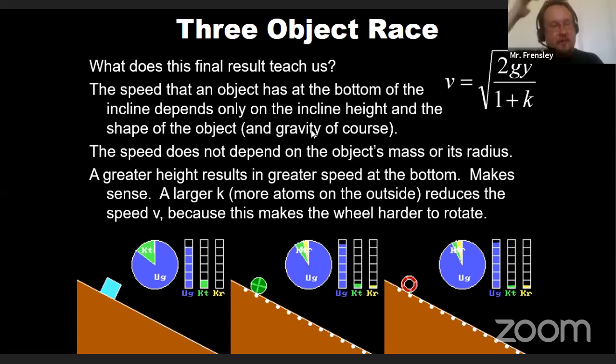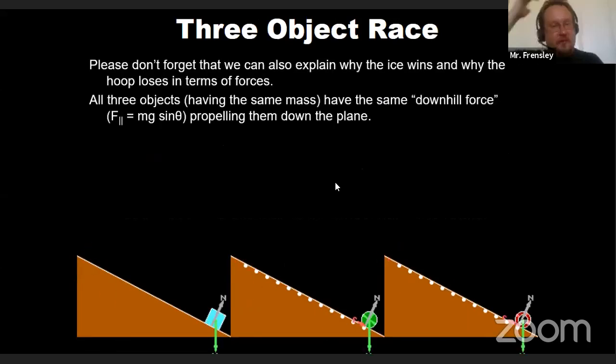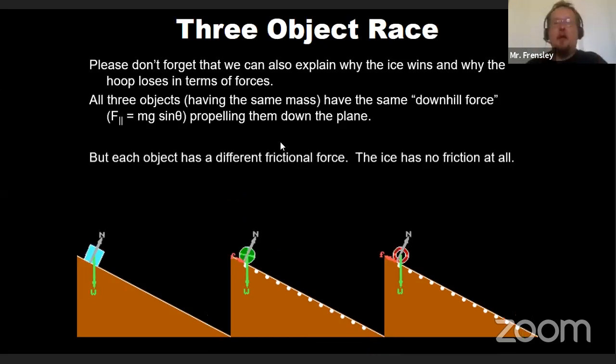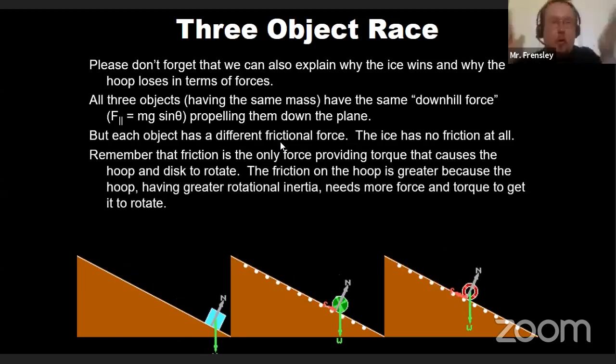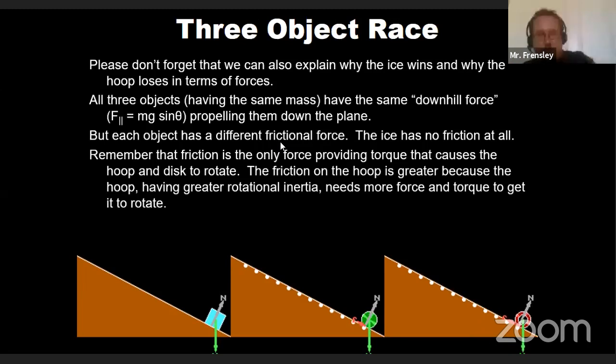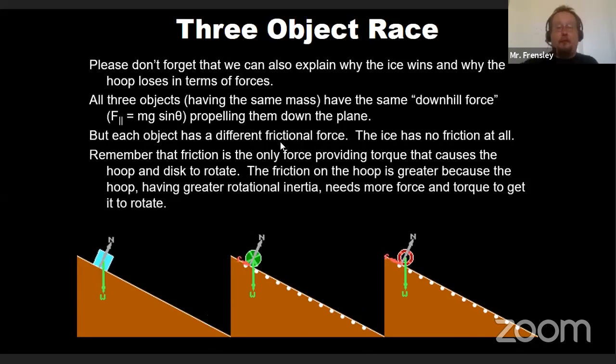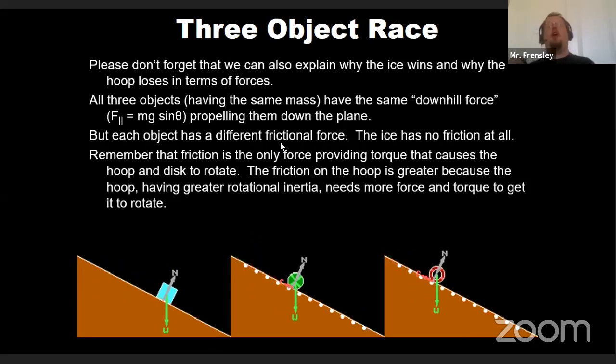Now, I'm going to remind you that we can also talk about this in terms of forces. All three of them have the same mg force. They all have the same weight force. So they have the same mg sine theta down the plane. But the more rotational inertia you have, the more friction it takes to torque you around. So you'll see that the green disc and the red hoop have a friction that torques them around to get them to rotate. But the ring has more rotational inertia, so it takes more friction to torque it into its motion, which means there's more friction opposing the translation down the hill. So the more friction opposing the translation down the hill for the ring, the harder it is to go.